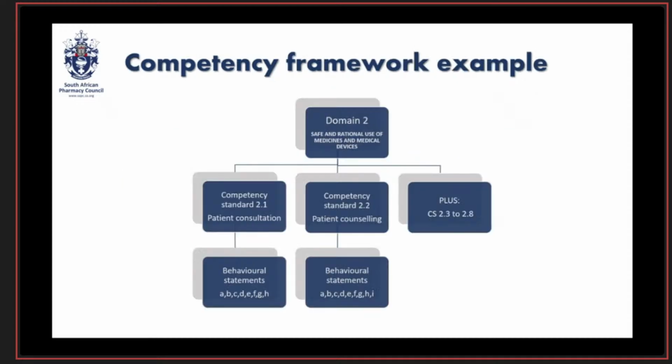So first of all, there you can see a competency framework example. If you look at the headings, the first one, the big one, and you remember you have to select one entry from each domain. This is the example of domain 2, which is about safe and rational drug use. Then within the domain, we have various competency standards, and that is the next level. 2.1 is patient counseling or consultation, 2.2 patient counseling, and we go up to 2.8. Then if we look at the third tier, you will see we have various behavioral statements within a competency standard.